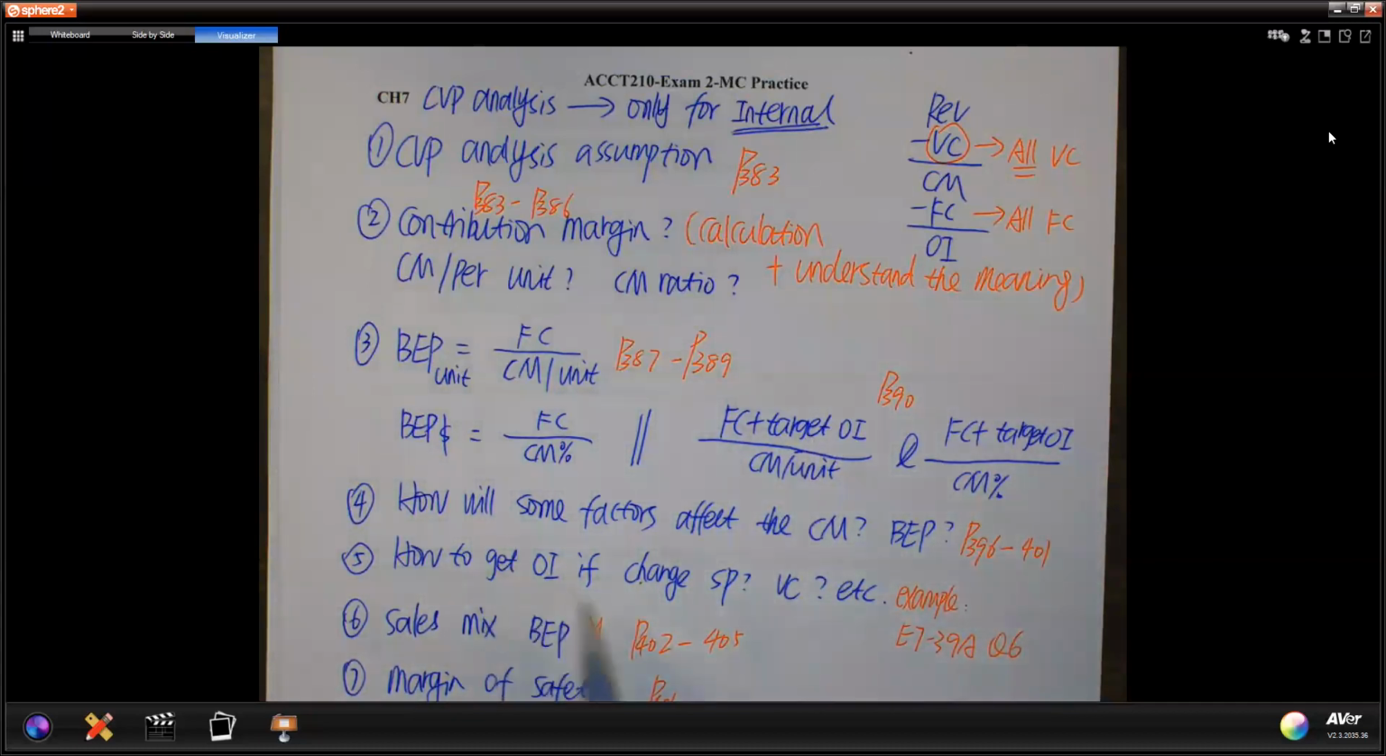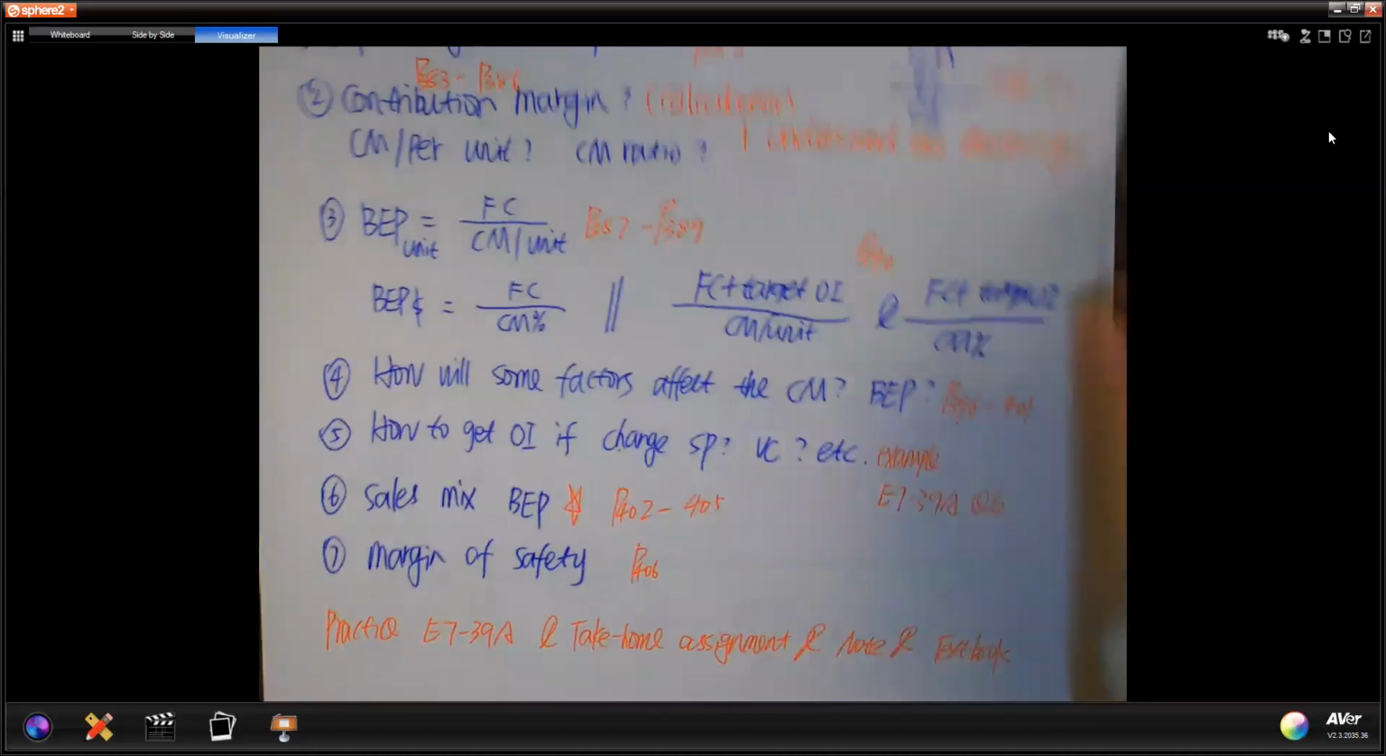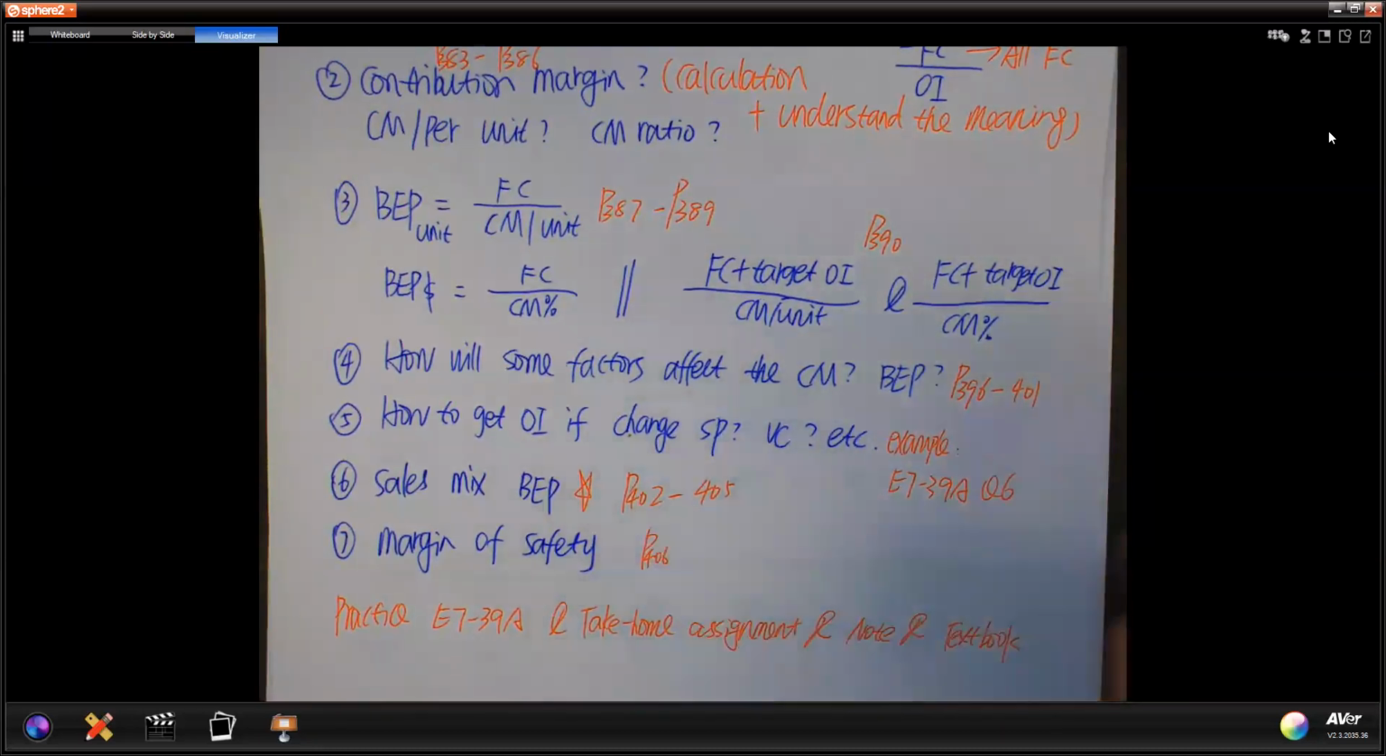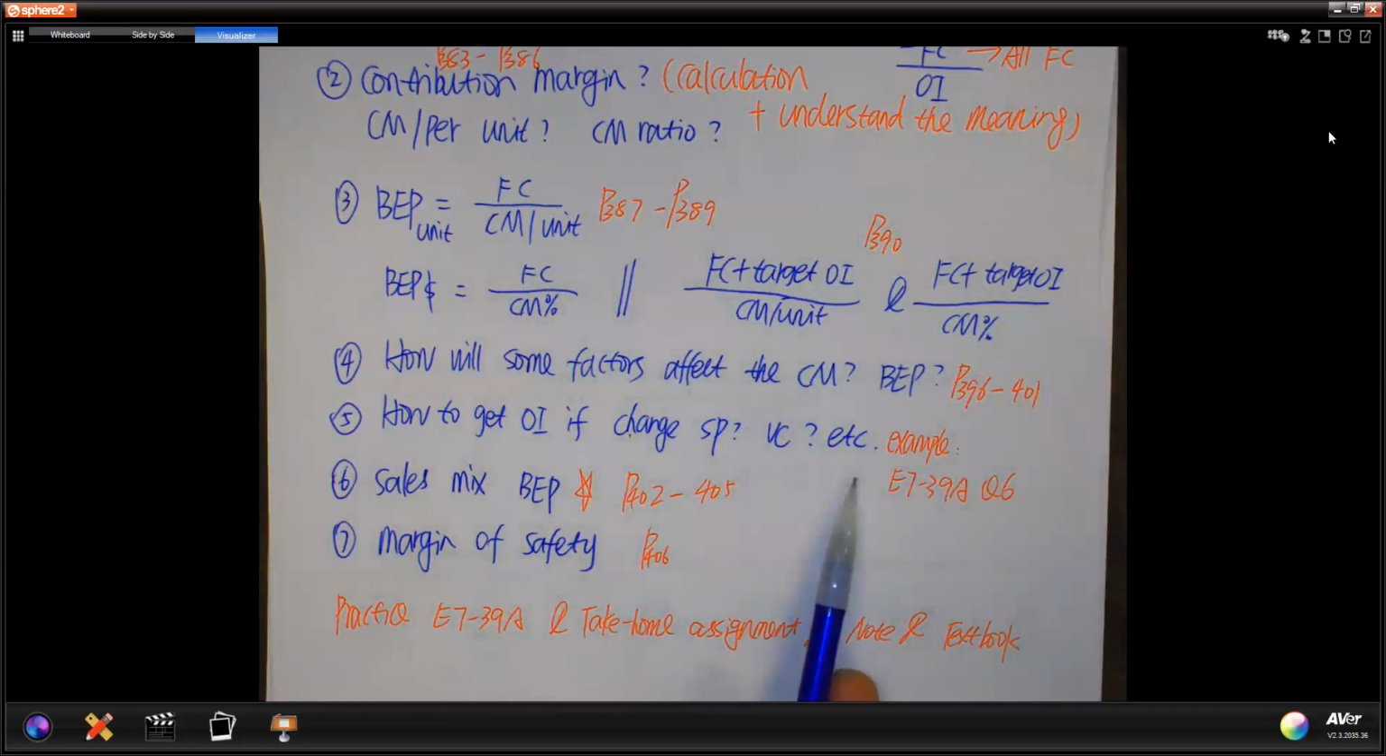We also looked at things that affect your contribution margin and break-even point. For example, if you increase or decrease your selling price, increase or decrease your variable cost, or increase or decrease your fixed cost, will that affect your contribution margin? Will that affect your break-even point? Several multiple choice questions show how to use that, so I'll wait until there. And what operating income will be affected if we change this or that.